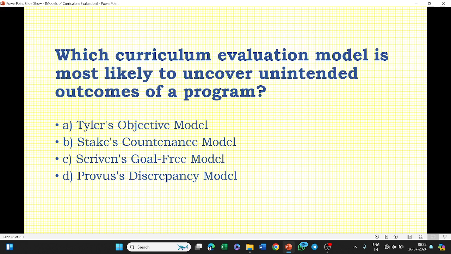Which curriculum evaluation model is most likely to uncover unintended outcomes of a program? Options: Taylor's objective model, Stake's countenance model, Scriven's goal-free model, Provus's discrepancy model. Answer of this question is option C, that is Scriven's goal-free model.